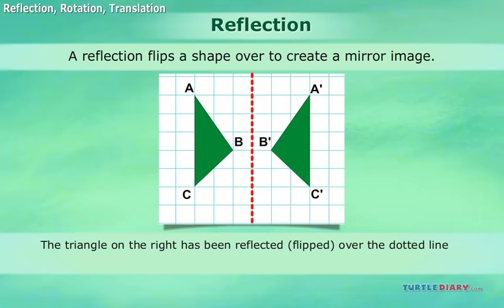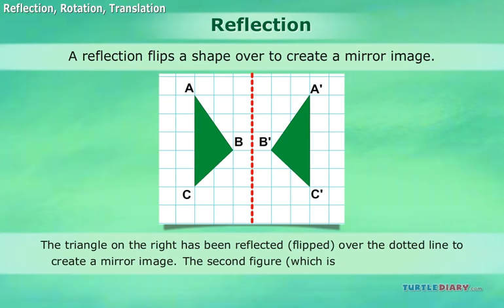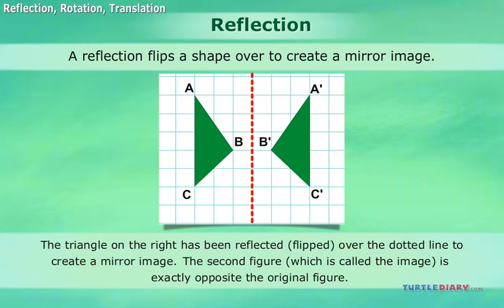image. Or we can say that the vertices of the triangle A, B, and C have been reflected, flipped, over the dotted line to create the mirror image as another triangle having vertices A dash, B dash, and C dash. Notice that the second figure, which is called the image, is exactly opposite the original figure.